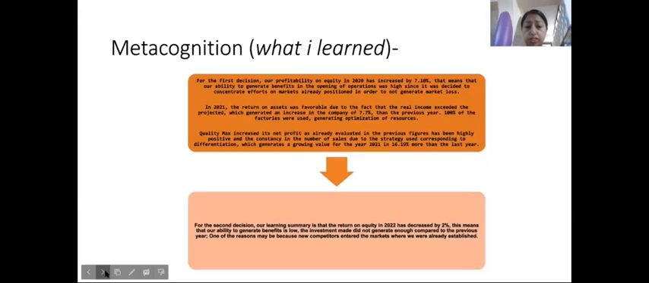For the second decision, our learning summary is that the return on equity in 2022 decreased by 2%. This means that our ability to generate profits is low. That means it was not good compared to the previous year. The reason might be because the competition is already stable.